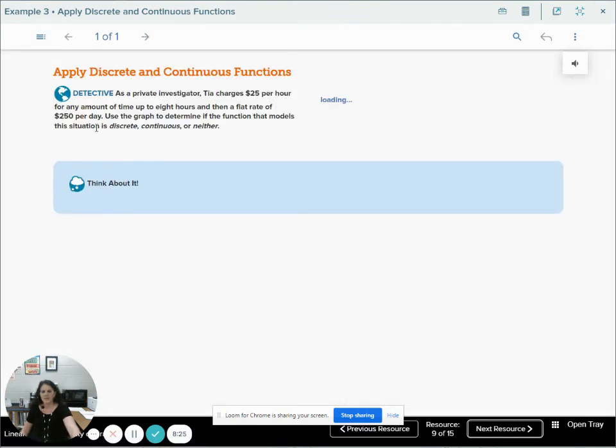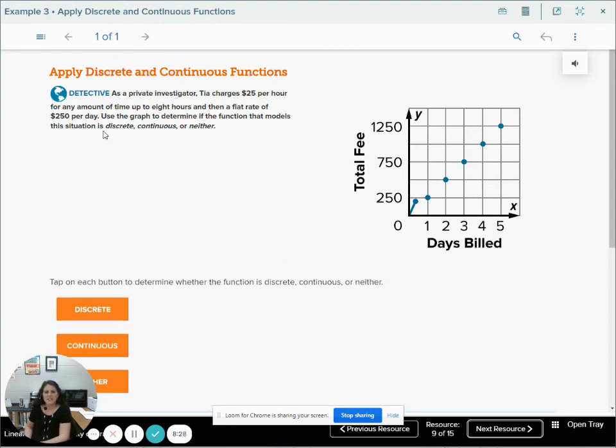So, how do we apply this? Well, as a private investigator, Tia charges $25 an hour for any amount of time up to 8 hours. Then after that, she charges a flat rate of $250 per day. Use the graph to determine the function that models this situation, and determine if it's discrete, continuous, or neither. Again, I want to go with neither because from here to here, she's charging a certain amount per hour, so it's continuous up until you get to that 8 hours. Then after that, it's just a flat rate of $250 a day. So at that point, it becomes discrete.